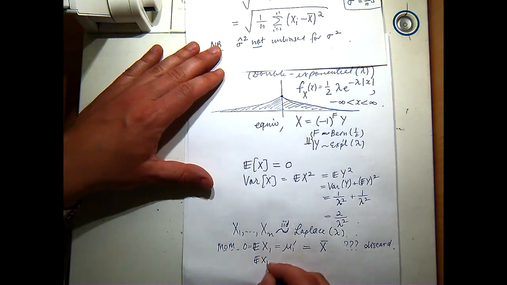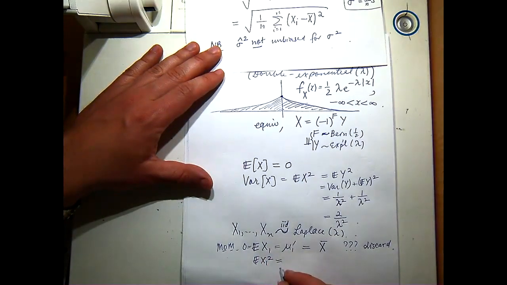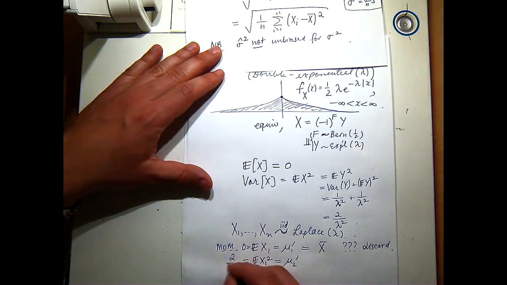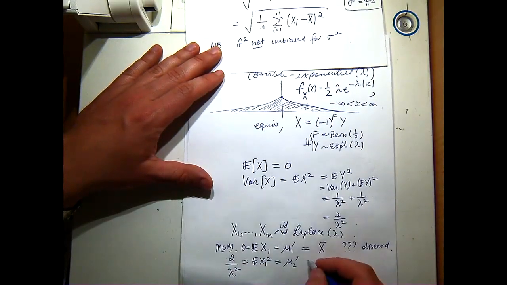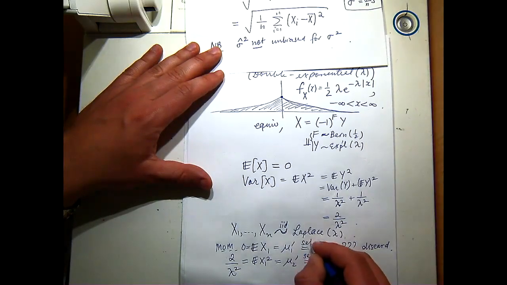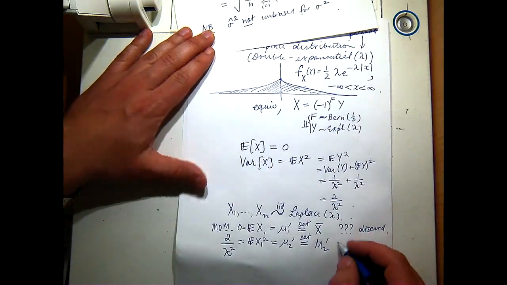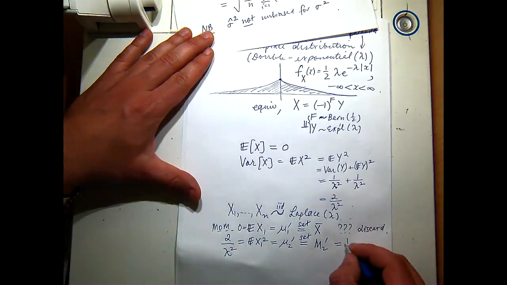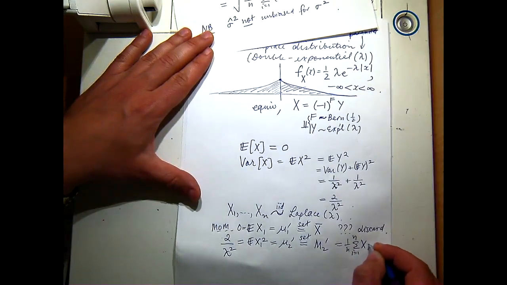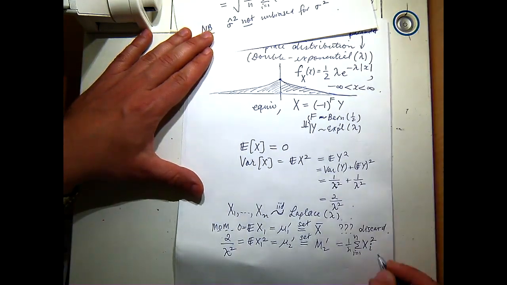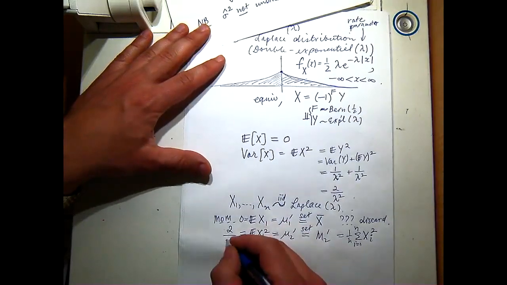Expected value of x1 squared, which is mu2 prime. But that we know is 2 over lambda squared. And that should be m2 prime. So we set this equal to m2 prime. That is 1 over n, sum i equals 1 to n of xi squared. I'll just leave it like that, especially given what happened last time. 2 over lambda squared.